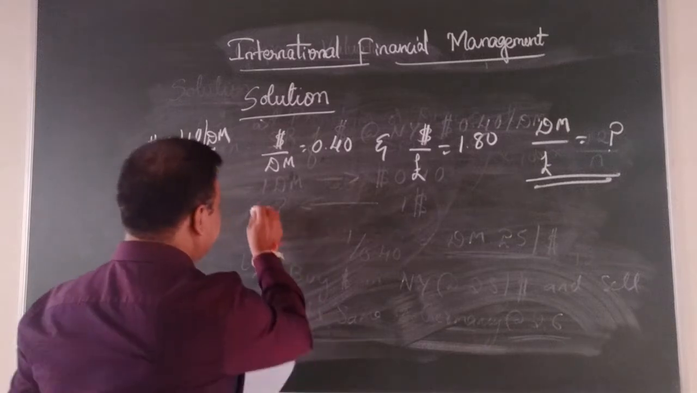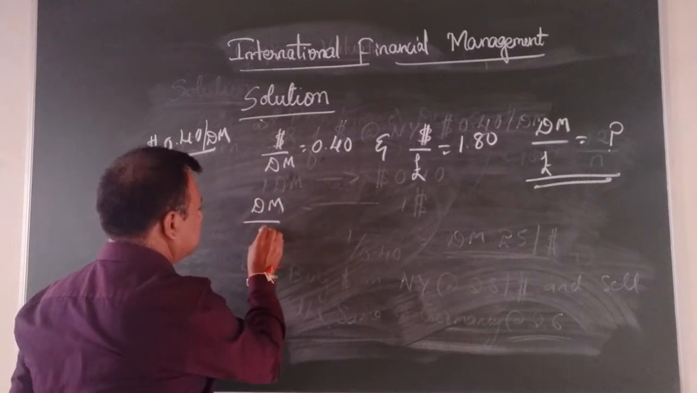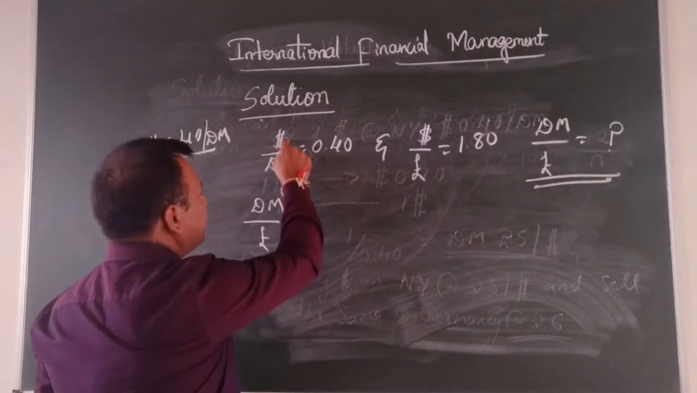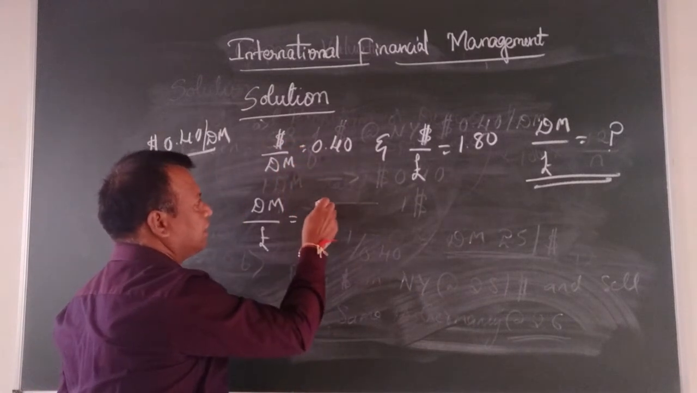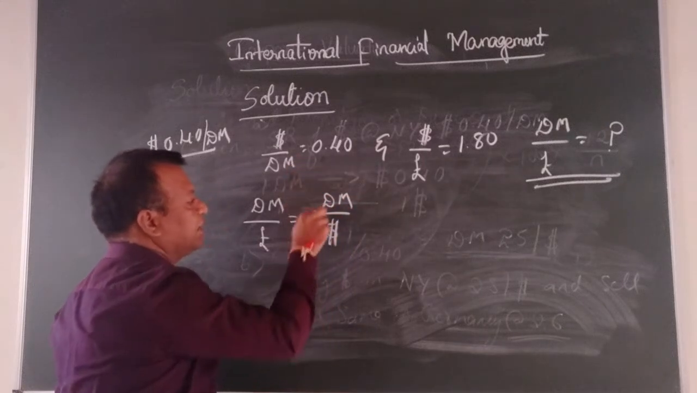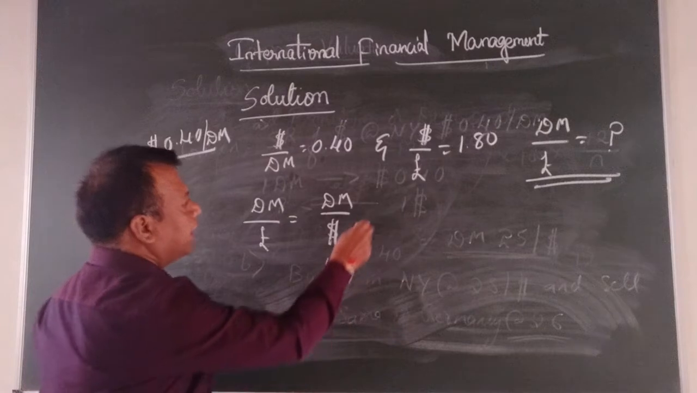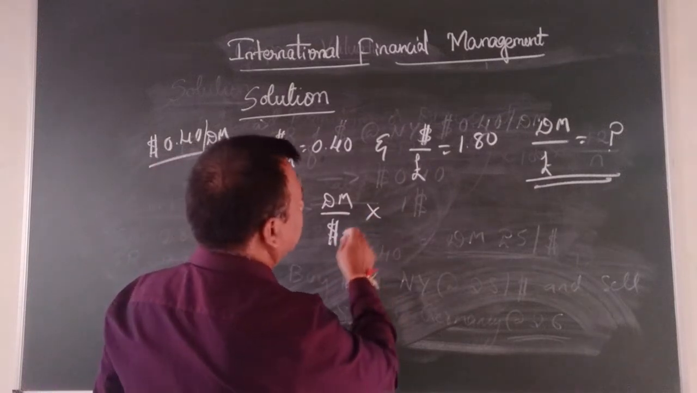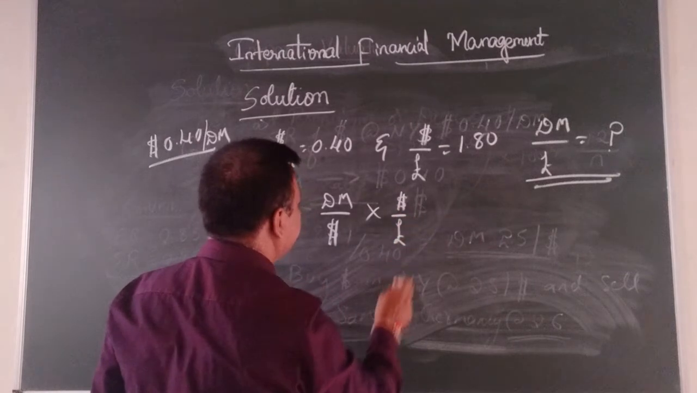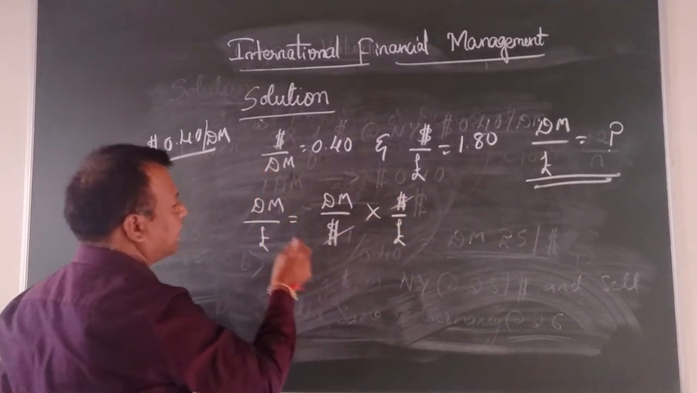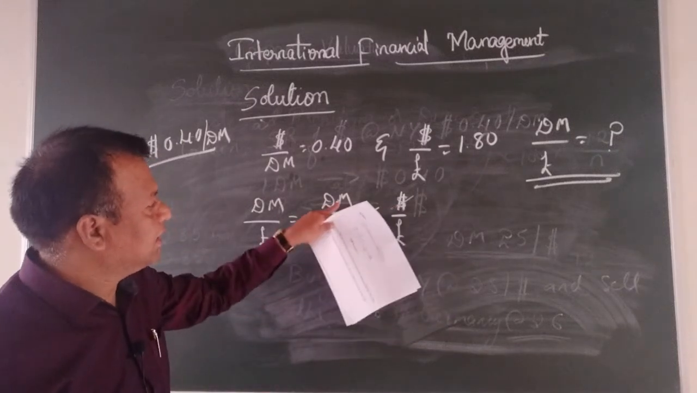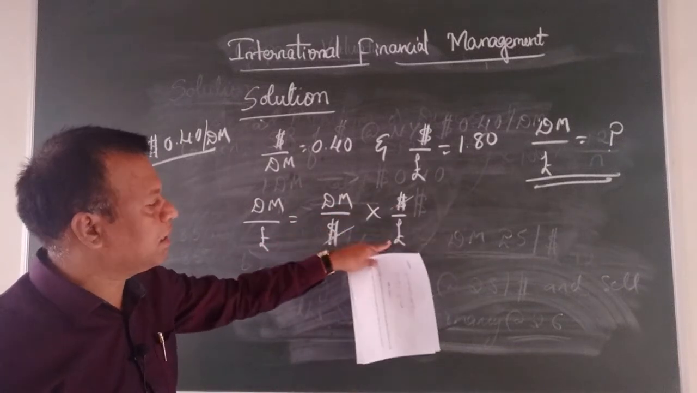We know DM by pound is equal to, so in the numerator we have DM. Here we have dollar by DM. We will reverse it, DM by dollar, we will take the inverse of this. DM by dollar into dollar by pound. You can see here dollar will get cancelled. The resultant answer we get is DM by pound.